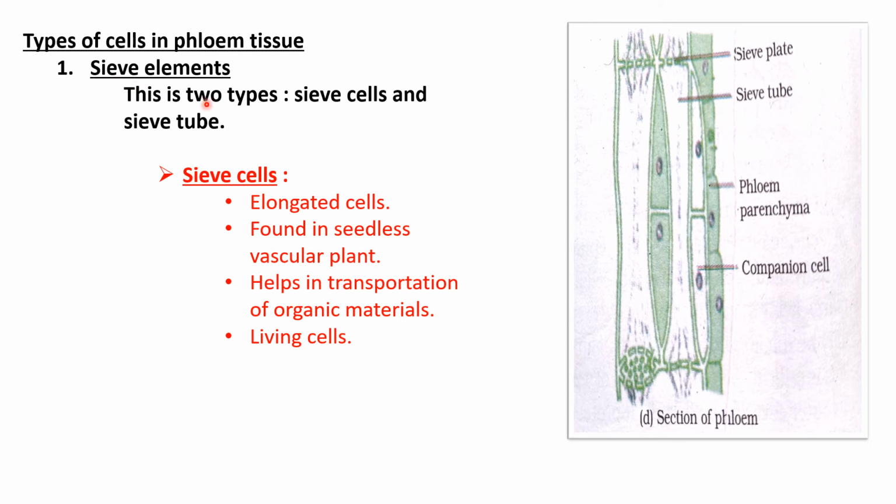First one, sieve element. Sieve cells and sieve tube together are called sieve elements. First, sieve cells. What is this? Elongated cells found in seedless vascular plants, which help in transportation of organic materials, and these are living cells.